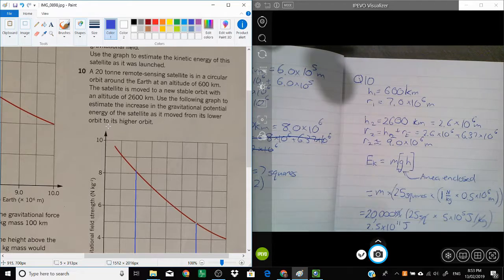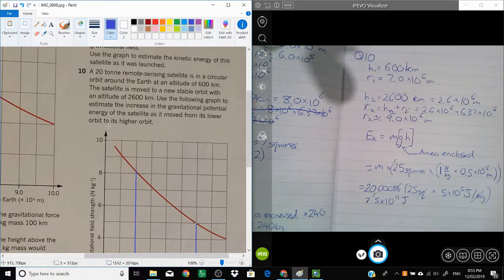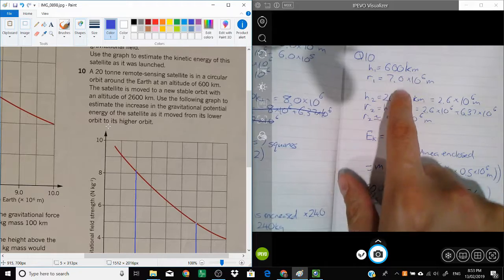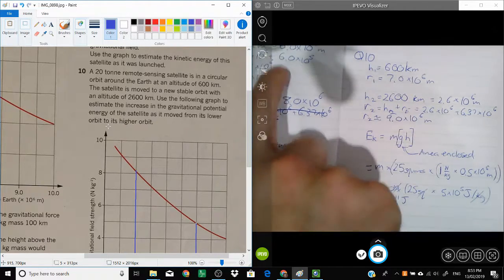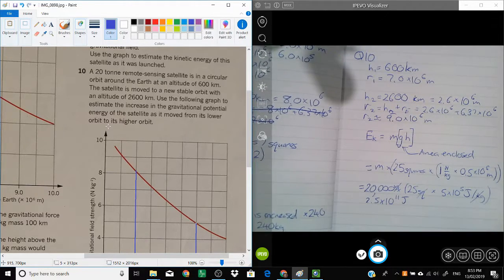So there we go. That's question 10. I don't have the resources to double check all these answers, but I'm pretty confident with my method. If there's any mistakes in the method, please let me know and I will correct it in due course.